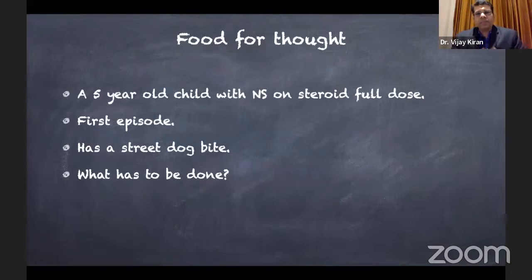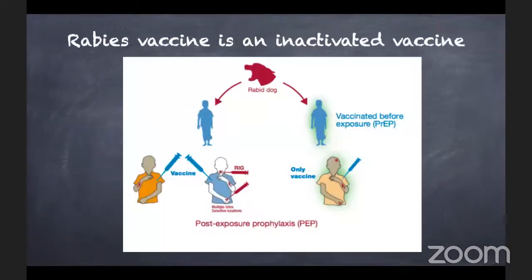Now, a small food for thought: a 5-year-old child with nephrotic syndrome on full dose steroids, first episode. Okay, now he had a street dog bite. So what will you do? The child has already been started on steroid. He is on the 3rd or 4th week, full dose, 2 mg per kg. He has a street dog bite. Now what will you do? Any of you? Or should I proceed? Yeah, proceed, Vijay. Fine, no problem.